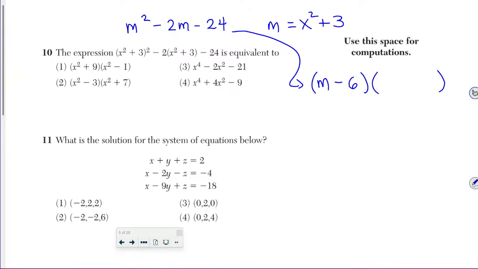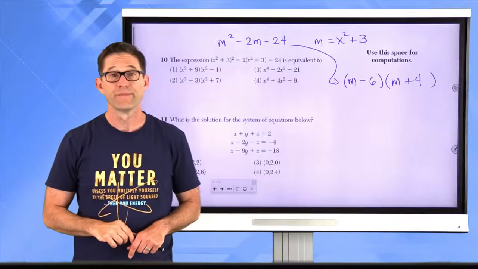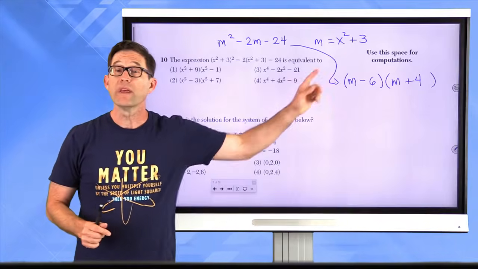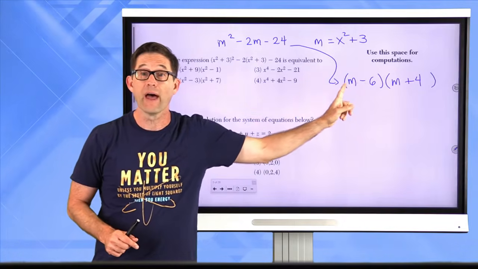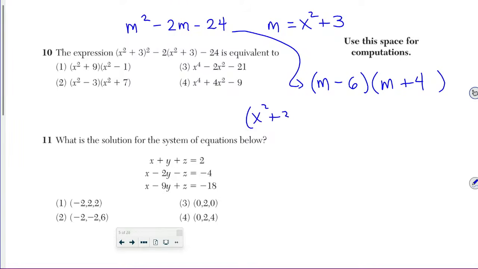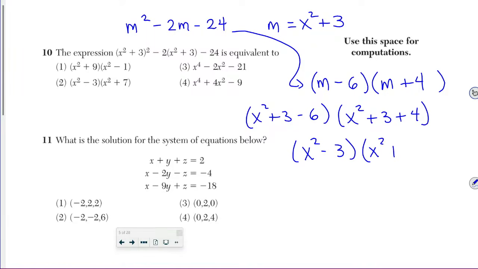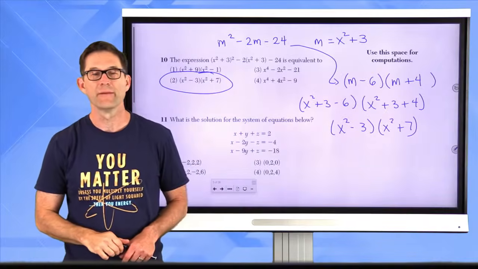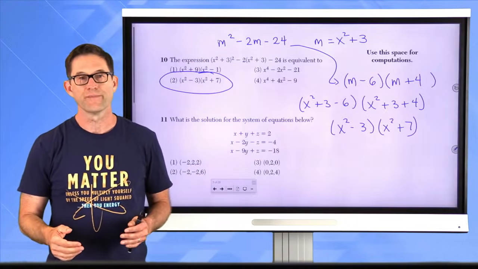Two numbers that have a product of negative 24 and a sum of negative 2 will be m minus 6 times m plus 4, right? And now we can just put x squared plus 3 in for m and for m. So we get x squared plus 3 minus 6 times x squared plus 3 plus 4. And that's going to be x squared minus 3 times x squared plus 7. Choice 2, right? Look for structure.